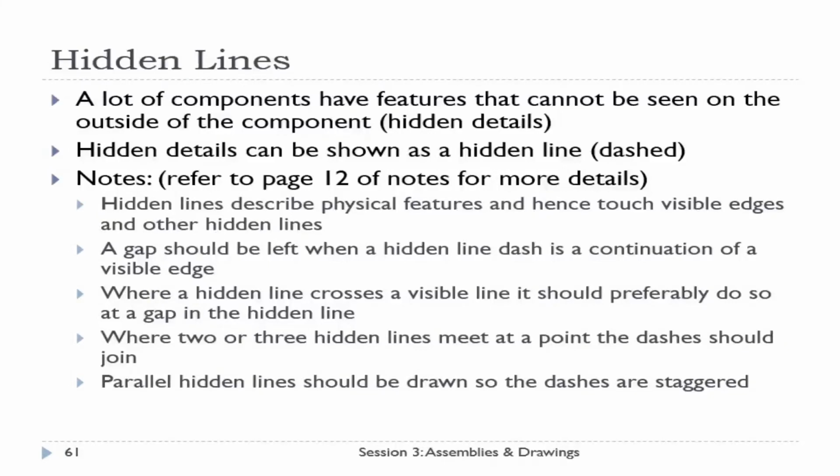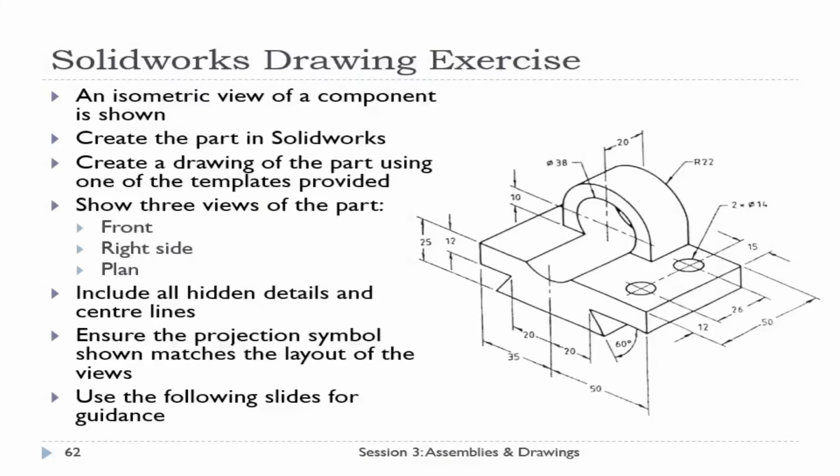The other commonly used line type is the dash type line. It's used for representing the internal features of the components. So in the projection, we show the outline of the components, but anything that cannot be seen on the outside of the component can be represented using hidden details or dash type line. So you can check the technical drawing notes, page 12, for more details.